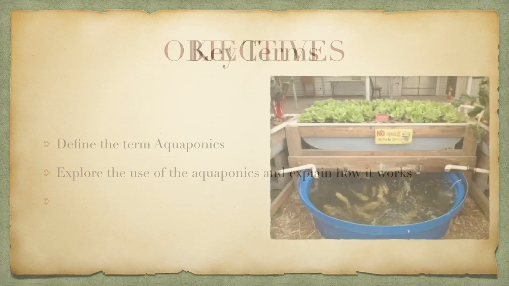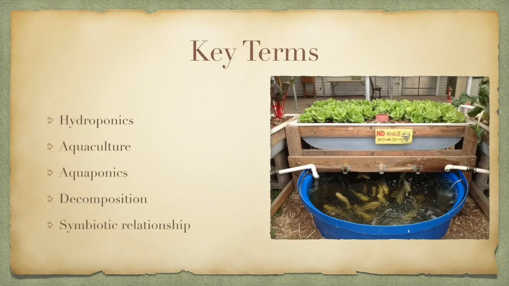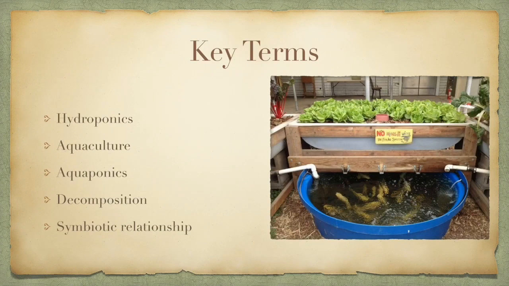So our key terms are hydroponics, which is a system of growing plants without the use of soil. So this basically would involve just water, and in other cases it involves soluble fertilizer, but that is not what we're looking at today. So the next key term is aquaculture, which is the cultivation of aquatic organisms for food, for example fishes. That is an aquatic organism.